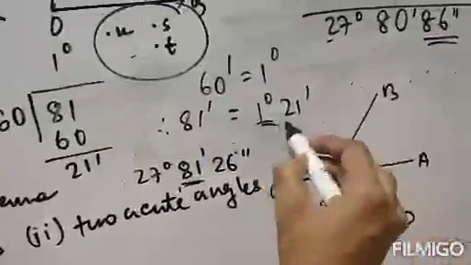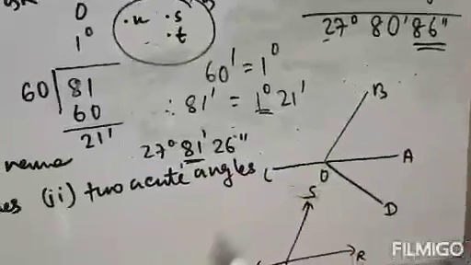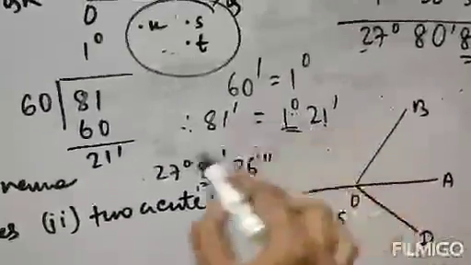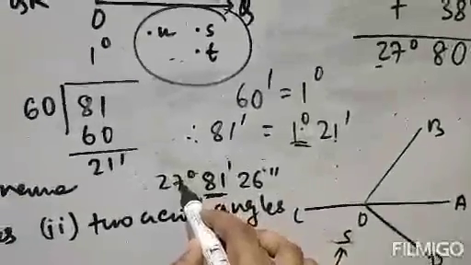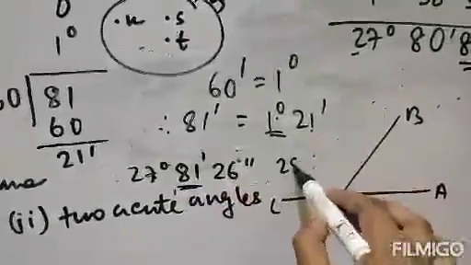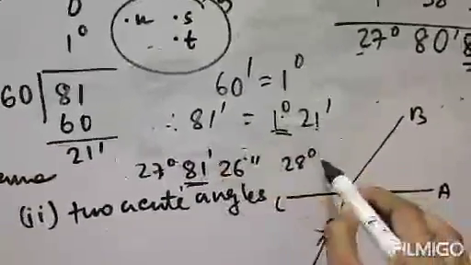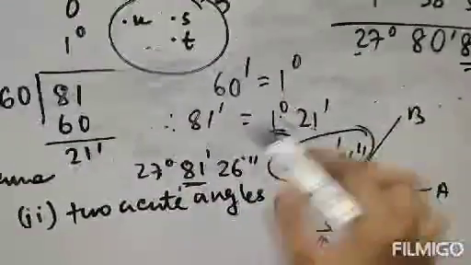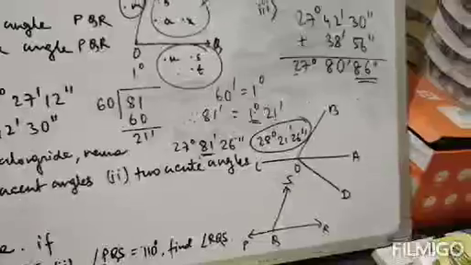Now this 1 degree will be added to 27 degrees and the remainder 21 minutes will be there. So the final answer will be 1 degree and 27 degrees, so 28 degrees, and the remainder is 21 minutes and 26 seconds. That is the final answer: 28 degrees, 21 minutes, 26 seconds.